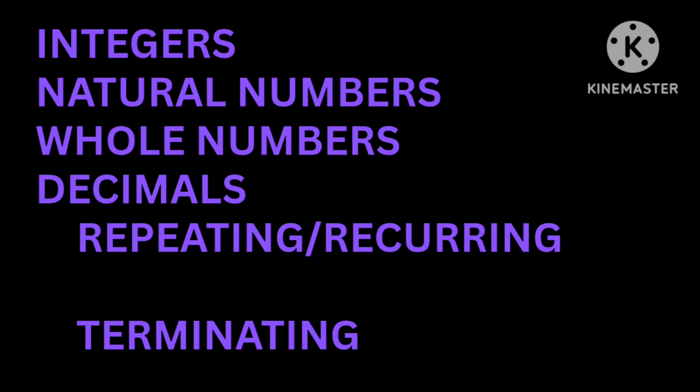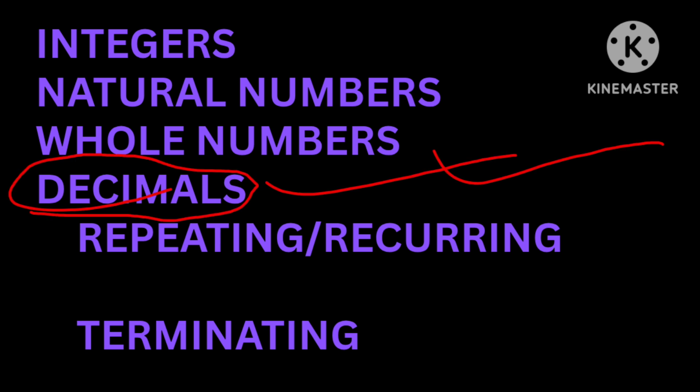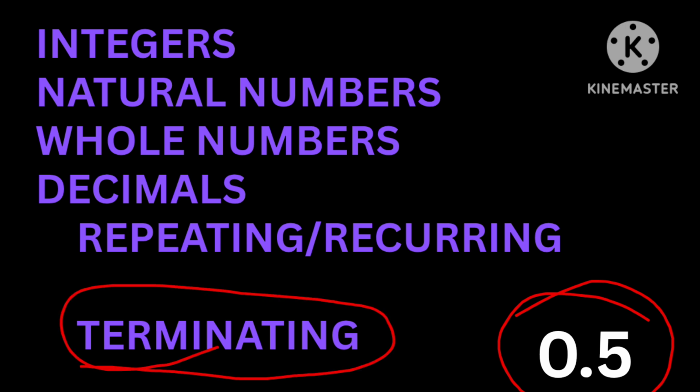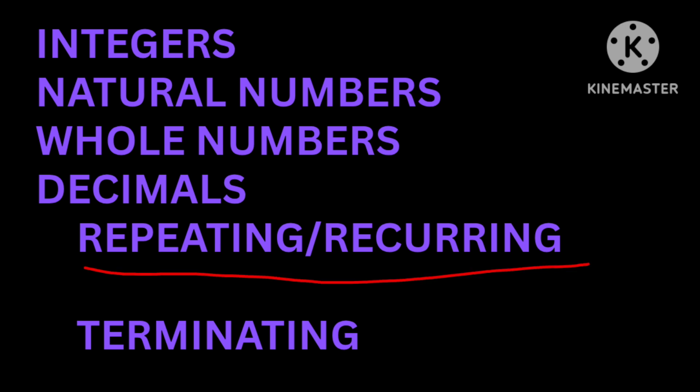Besides this, if you consider any decimal numbers, for example 0.5, is a decimal number and just after decimal point one number is there, that is 5. And since only one number is there, so it is terminated at that point. So this is terminating decimal. So terminating decimals or repeating decimals, both are in rational numbers.